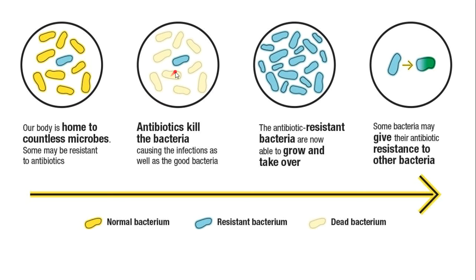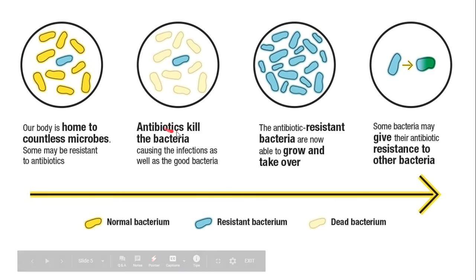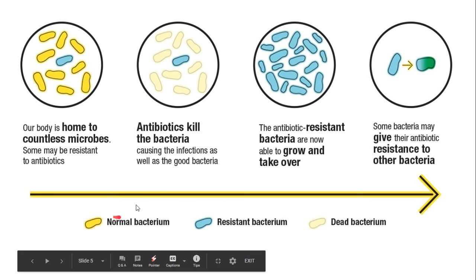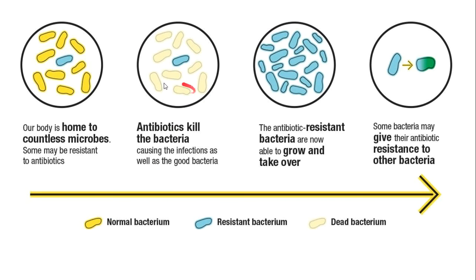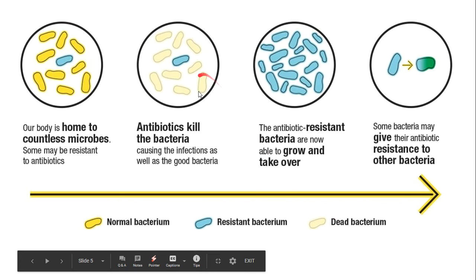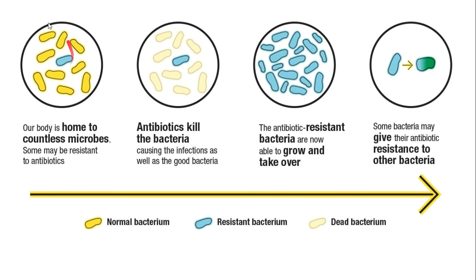And then in my second circle, I only drew the blue bacteria. And then I labeled it: antibiotics kill the bacteria causing the infections as well as the good bacteria. So the only bacteria that survived was the bacteria that was resistant to that antibiotic. The yellow or the normal bacteria, they all died. They're grayed out, they're dead. So the first circle is what my normal microbe would look like. Now I've taken an antibiotic.